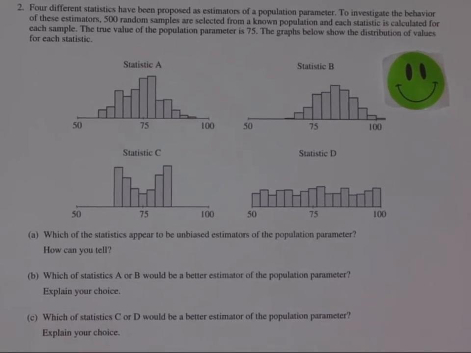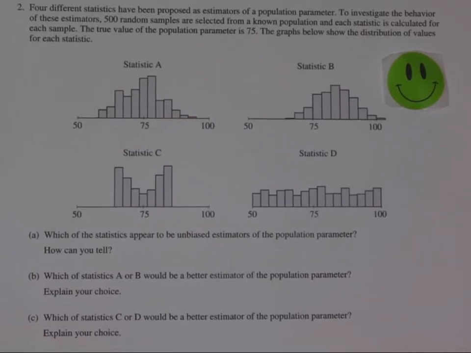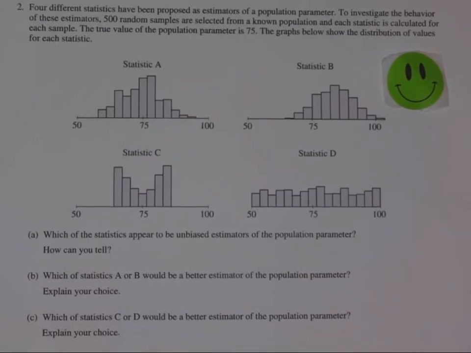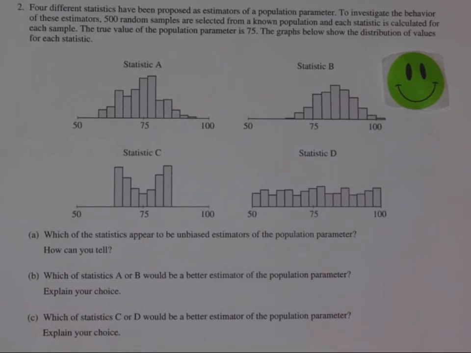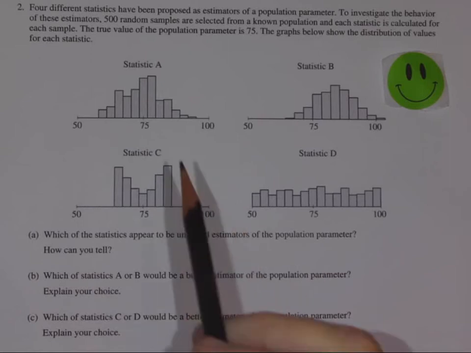Okay, so this is an unusual problem because it doesn't have a context. And so this is the last problem I think that they ever did that didn't have a context to it. It just is sort of a theoretical problem about sampling distributions. And so we have these four statistics, and they're all trying to estimate a parameter of 75. So there's something that is 75. Maybe that's the average test score of a population of people.